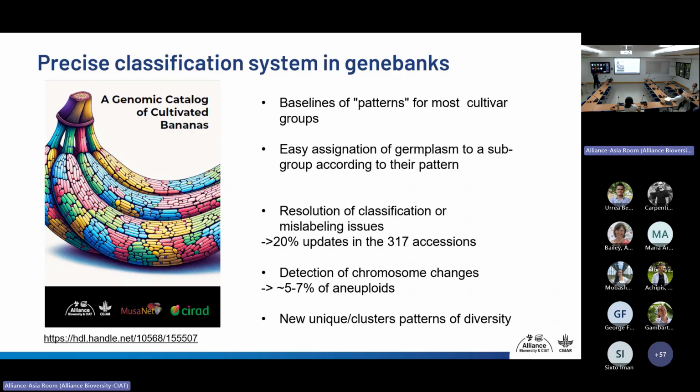So each time we have new accessions that we genotype, we produce SNP markers, we can conduct this type of analysis and compare with the pattern and decide if it is part of the cultivar group or not, or if it is new diversity. And doing this work, we were able to correct about 20% of our data set where we had missing data, incorrect data. We could also detect some aneuploids, so parts of chromosomes that were missing in our sample. And we could also discover a new cluster of diversity.